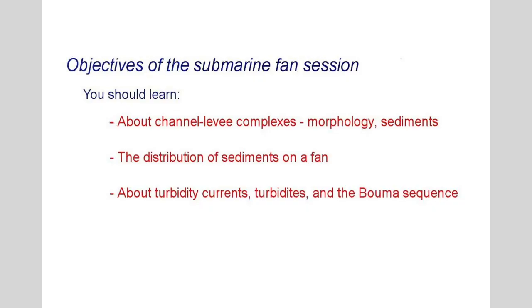In our discussion of submarine fans, we'll be talking about channel levee complexes, what their shapes are, and the sediments that we find in them. We'll take a look at distribution of sediments across a submarine fan, and then at the transport mechanism for the sediments from the land down onto the submarine fan. The primary one is turbidity currents. The resulting deposit is a turbidite, and the form of the deposit is the Bouma sequence, and we'll be talking about all of those.